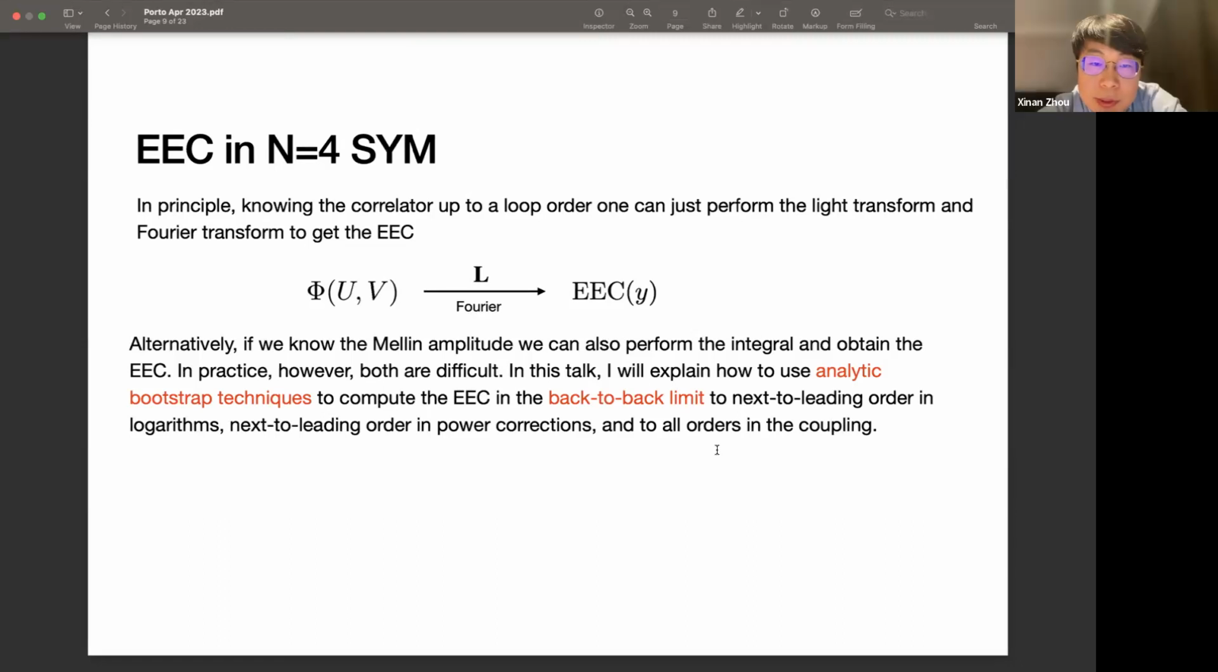This is not for QCD. This is for n equals polynomials. Yes, right, down in QCD. Sorry, I cannot hear you very clearly. The question is, what is known for QCD?